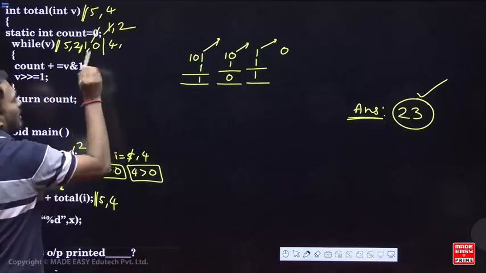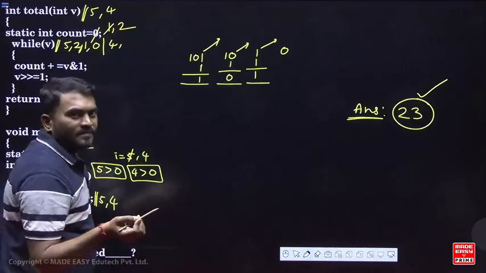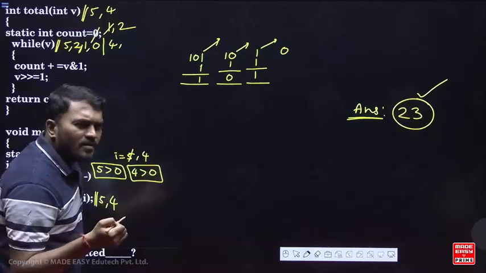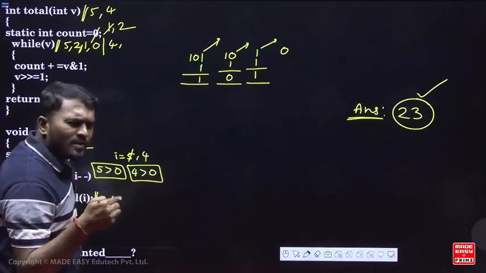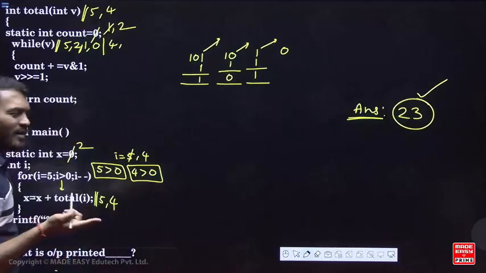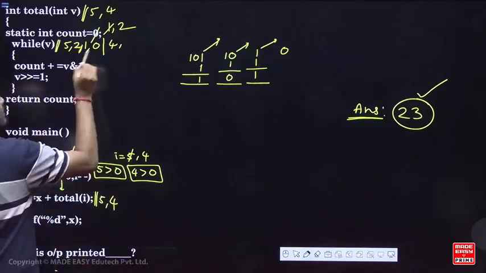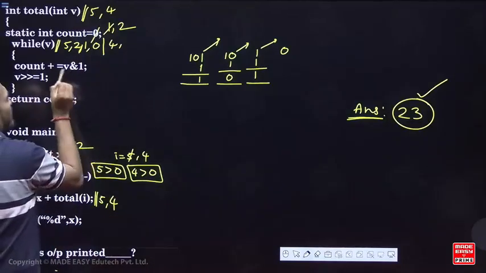So 4 means what? 100. In the 100, how many ones are there? Only 1. So it means count will increment how many times? Only 1 time. See how it is happening. Now 100, count equal to count plus V and 1.